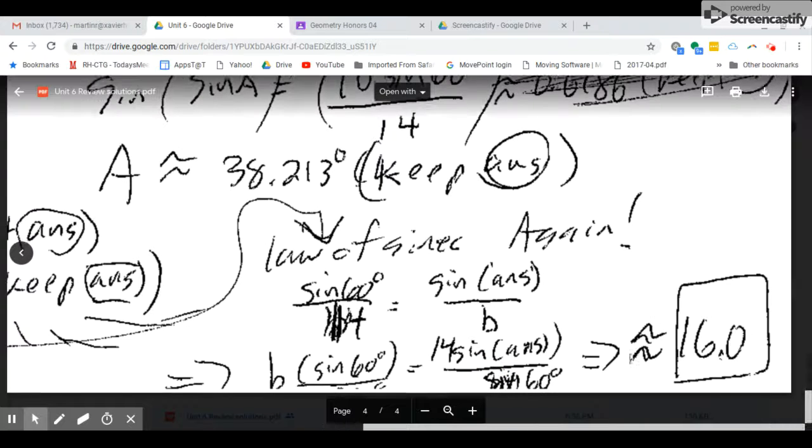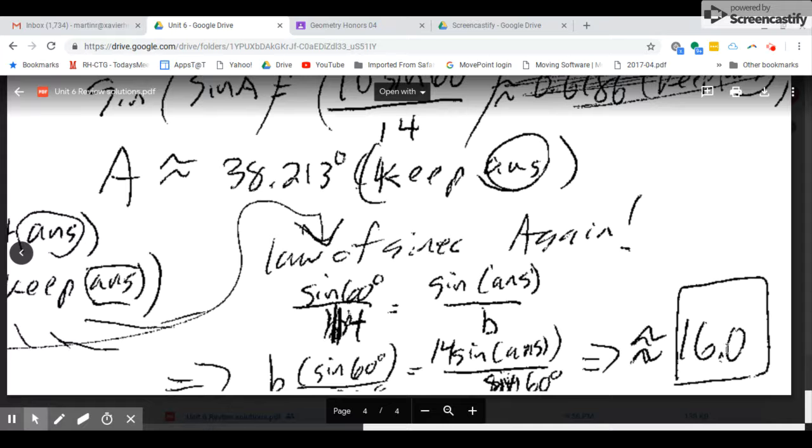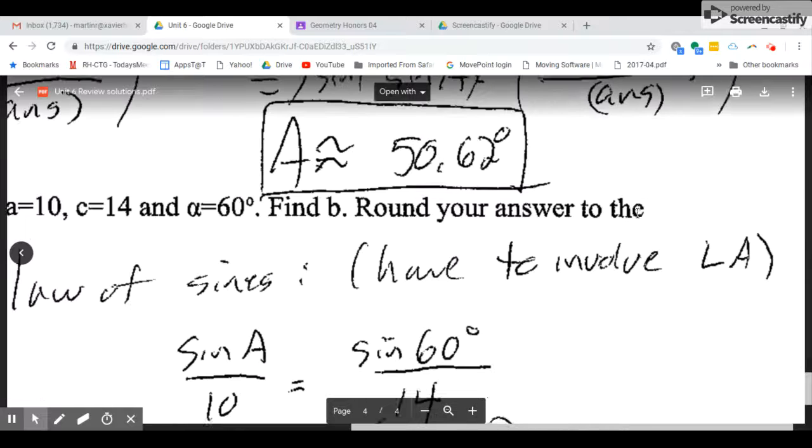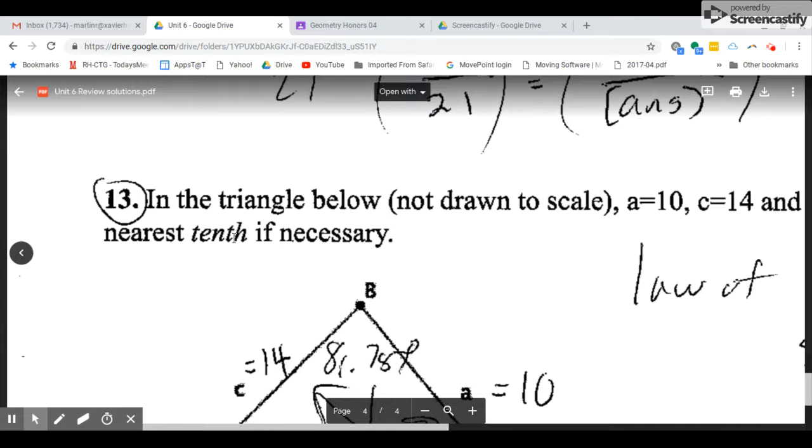And then once you calculate that, hit equals, it ends up being 16.00 something. So it's just 16.0 to the nearest tenth, right? Okay.